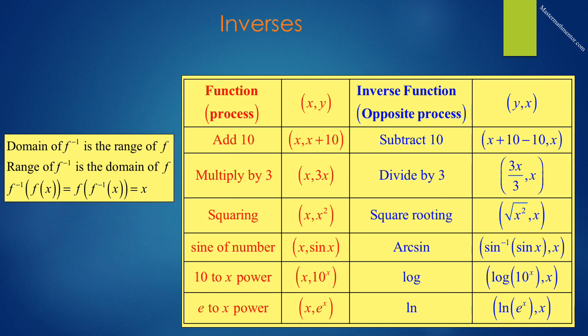It is important to realize in this example that x must be a positive number, because when we take the square root of x squared, we always get the absolute value of x. And therefore, if x is positive, then the absolute value of x will simply be x.